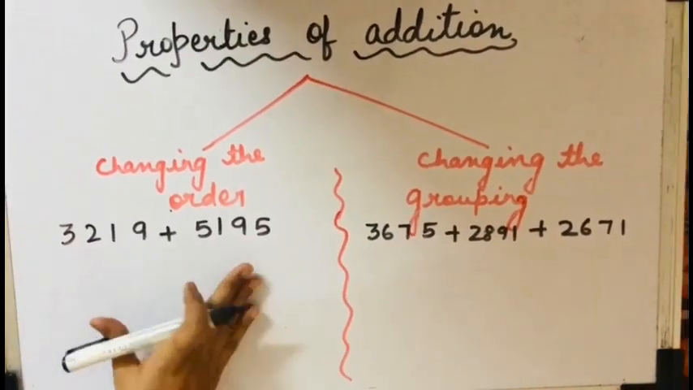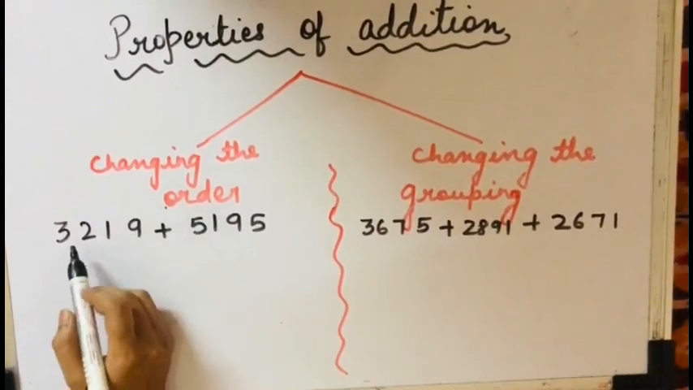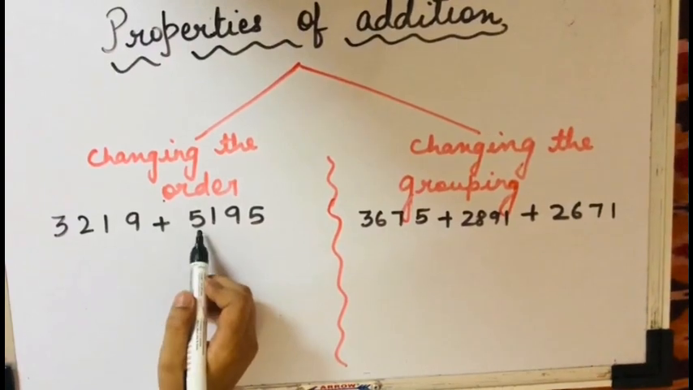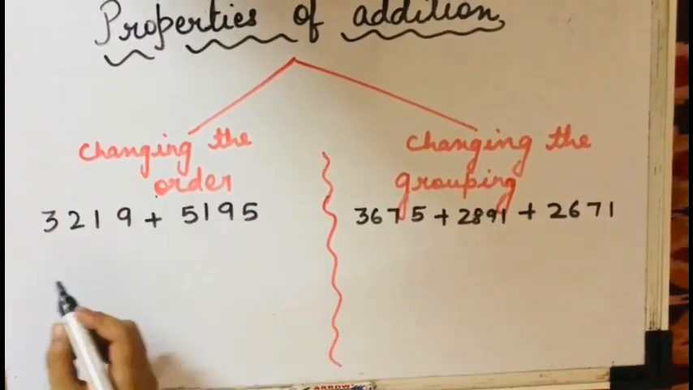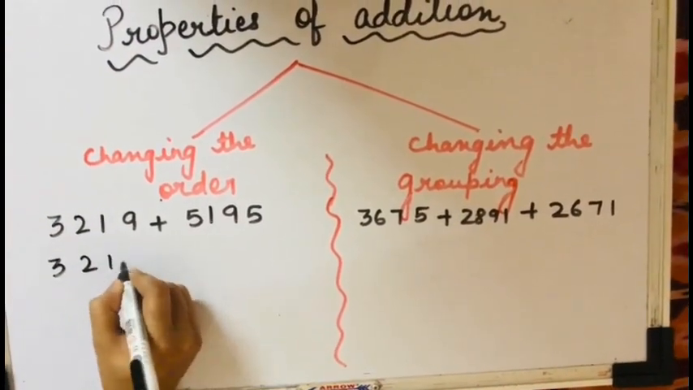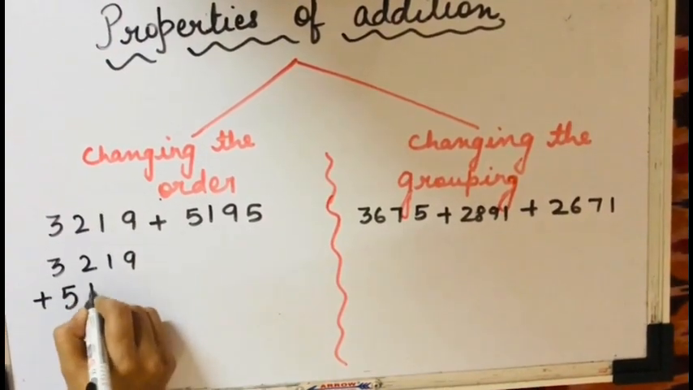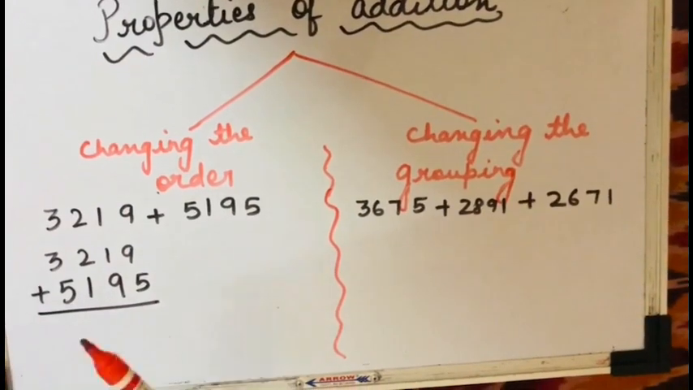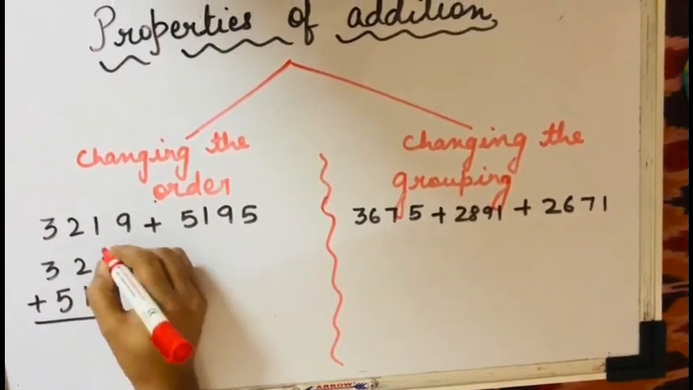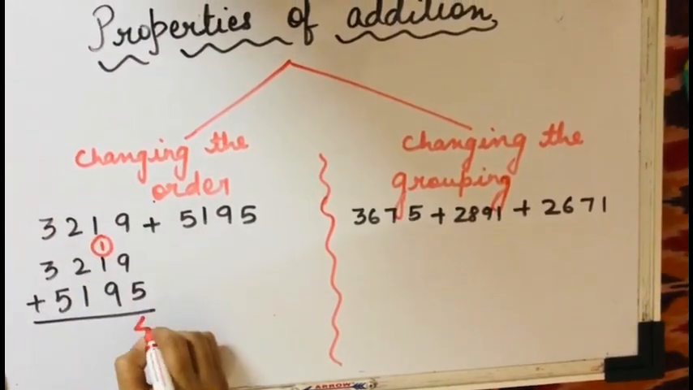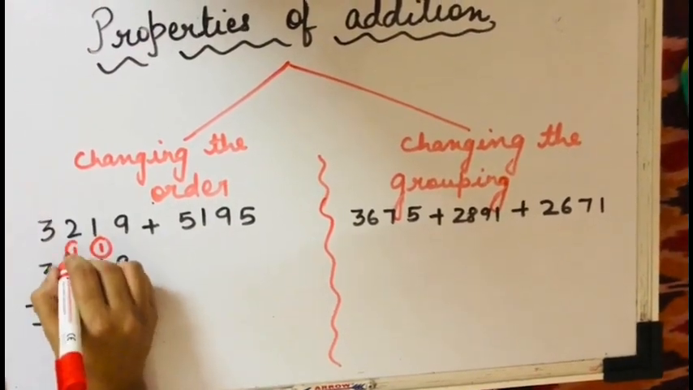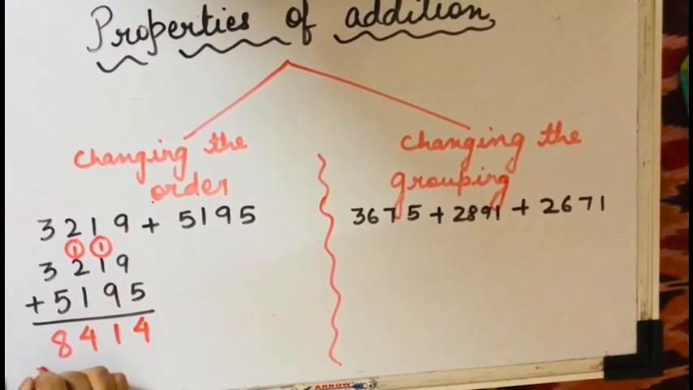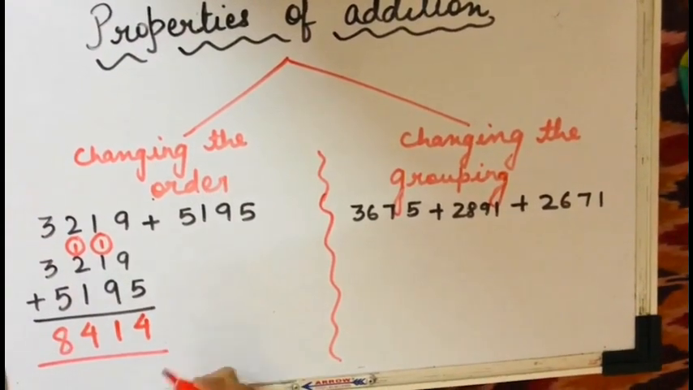So now we'll take up some big examples. Here we can see 3219 plus 5195. Let us add. Now we'll add this number. 9 plus 5 is 14, so 1 will be carried here. Again 11, 4, 8. So the answer we got is 8414.